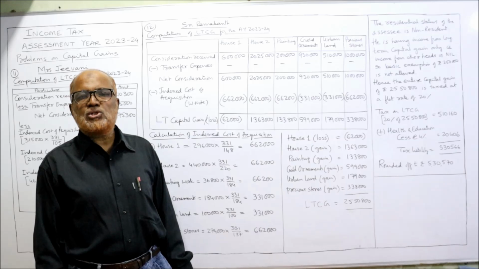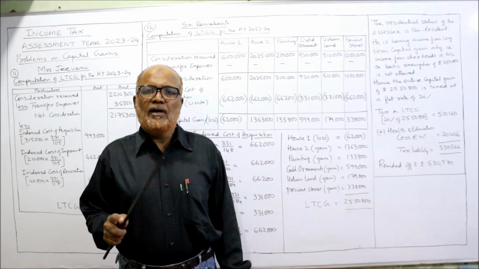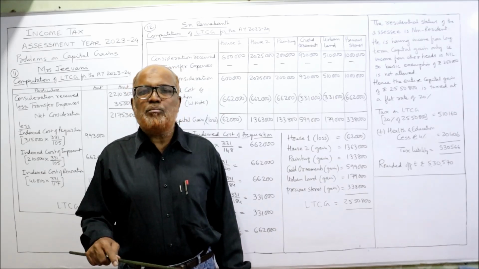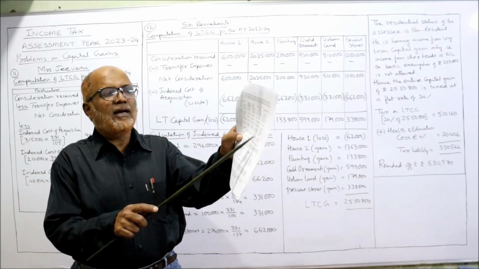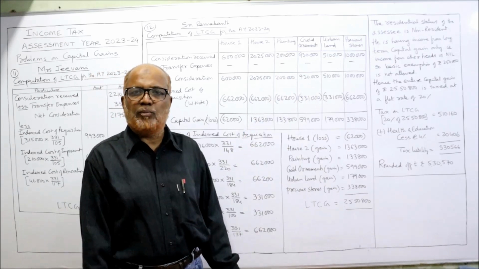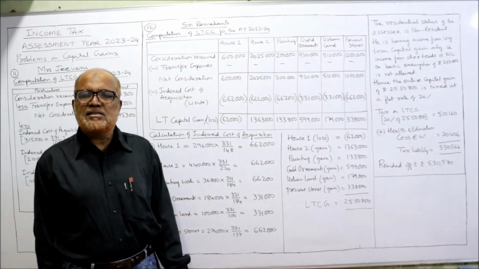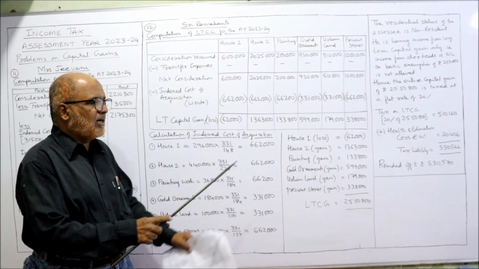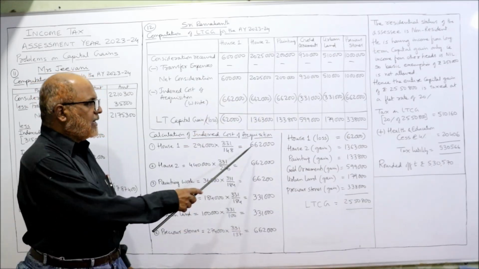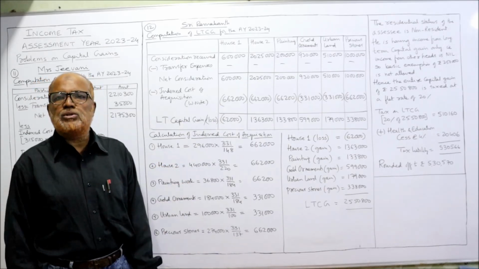So how to calculate indexed cost of acquisition? Take the purchase price into the current previous year index 331 divided by the index number of the year of purchase. The index number of the year of purchase is given in the problem, CII. Take that in the denominator. So here, house number 1: the purchase price was 2,96,000 into 331 divided by 148. 148 is the given CII for house number 1. We'll get 662, so 6,62,000 is the indexed cost of acquisition of house number 1.